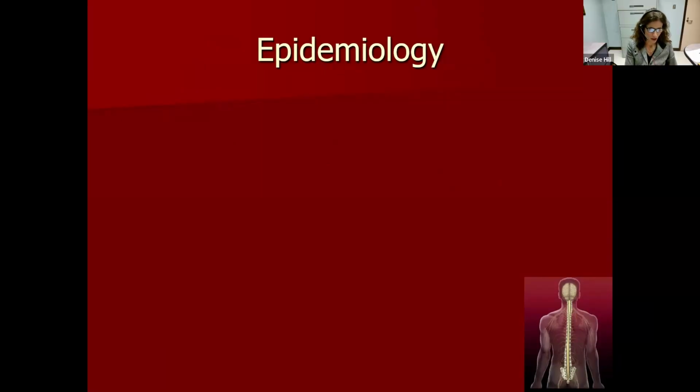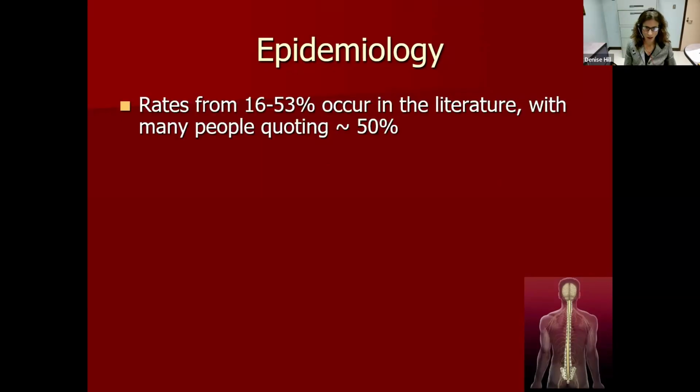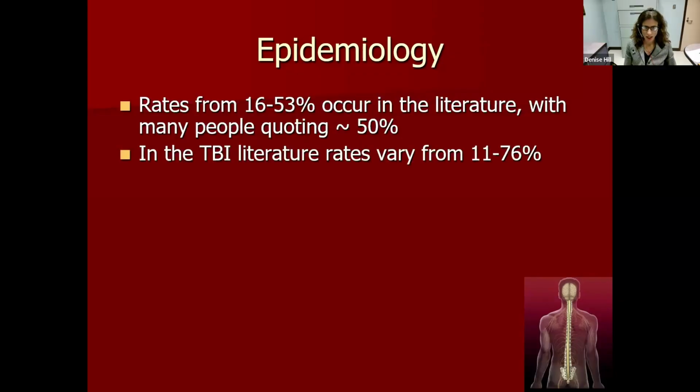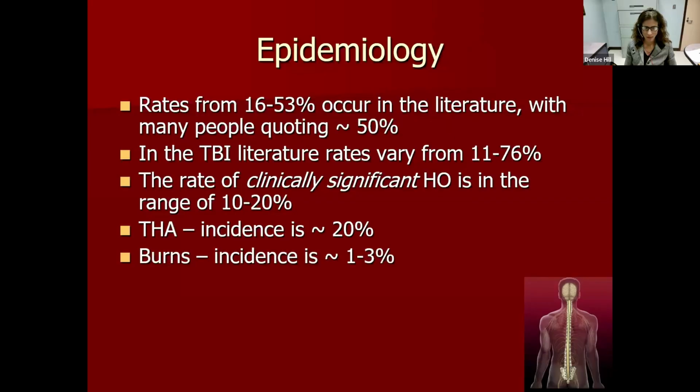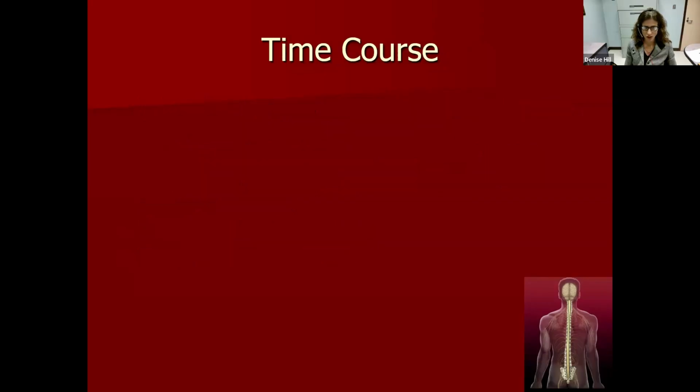So in terms of epidemiology, high rates are reported, up to 50%, TBI, really large range. But clinically significant HO is really more in the range of 10 to 20%, which honestly I think is a little high for my experience. Perhaps I'd be going 5 to 10% of all patients at the most in terms of my experience. It is about 20% prevalent in those with total hips done, and then burns a little bit lower percentage.